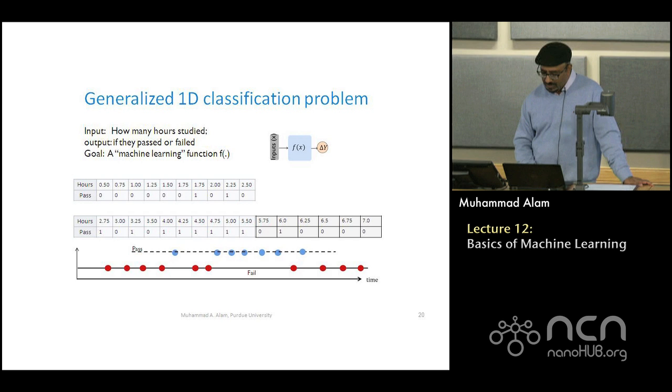And I will connect it to the Karnaugh map in the next class. But this is sort of classification where you fail if you do too little, you fail if you do too much. In between is a sweet point. You want to do the classification. How will you do machine learning in here?